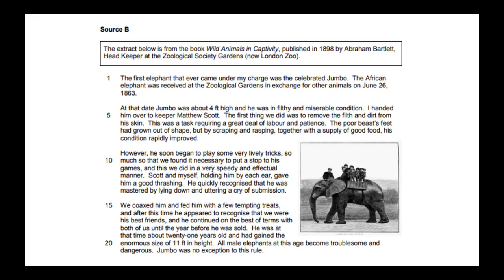The first elephant that ever came under my charge was the celebrated Jumbo. The African elephant was received at the Zoological Gardens in exchange for other animals on June the 26th, 1863. At that date, Jumbo was about 4 foot high and he was in filthy and miserable condition. I handed him over to keeper Matthew Scott. The first thing we did was to remove the filth and dirt from his skin. This was a task requiring a great deal of labour and patience. The poor beast's feet had grown out of shape, but by scraping and rasping, together with a supply of good food, his condition rapidly improved.